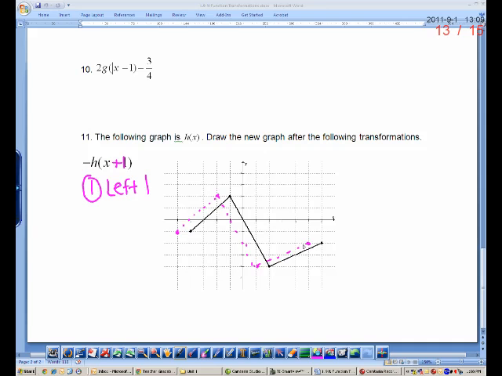Okay? What's our next transformation? We're going to deal with this negative, right? What does that negative tell us to do? Good. Reflect across the x-axis. Okay, so do that with each of your points.